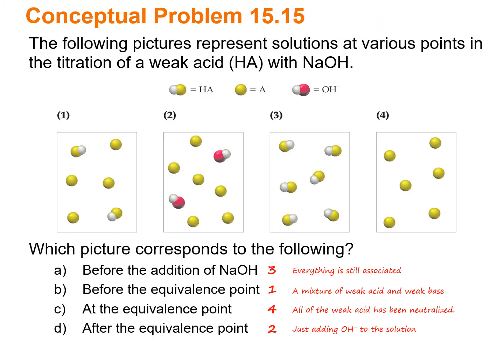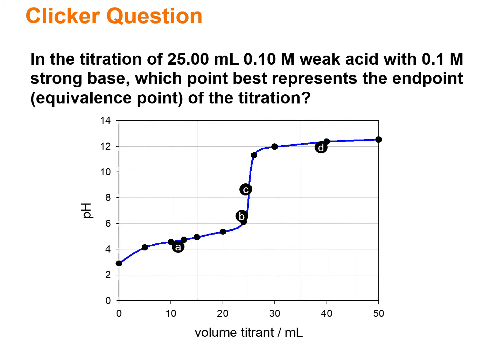So let's take a look at a conceptual clicker question. In this particular problem we have a titration of 25 milliliters of 0.1 molar weak acid with 0.1 molar strong base, and it asks which point best represents the endpoint of the titration. Endpoint is another way of saying just equivalence point. We should see here that the equivalence point should be that value C. We can recognize it as that steepest part of the curve.